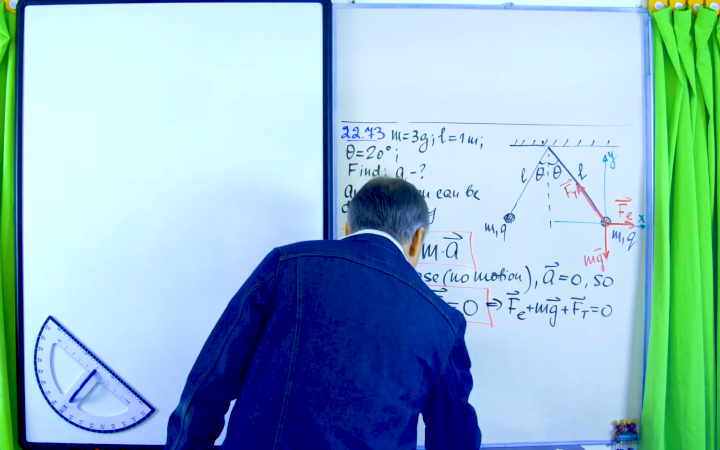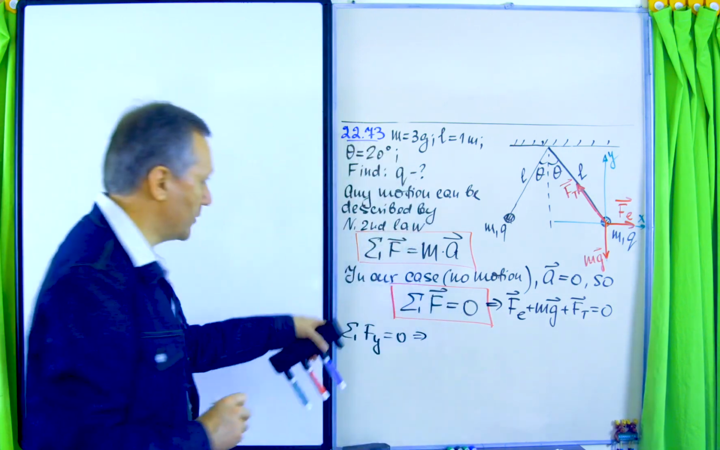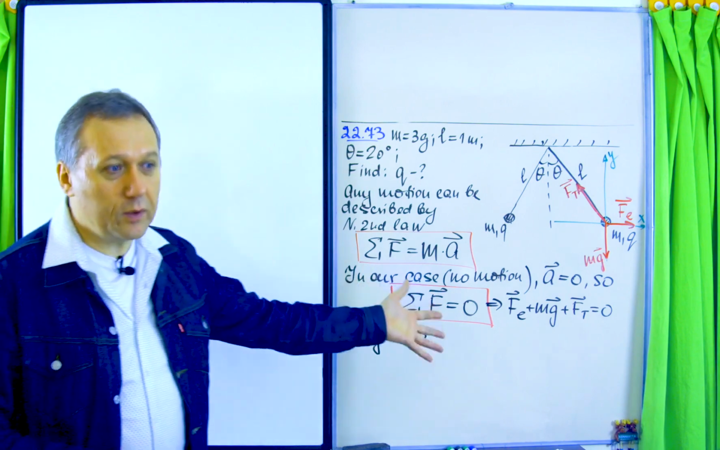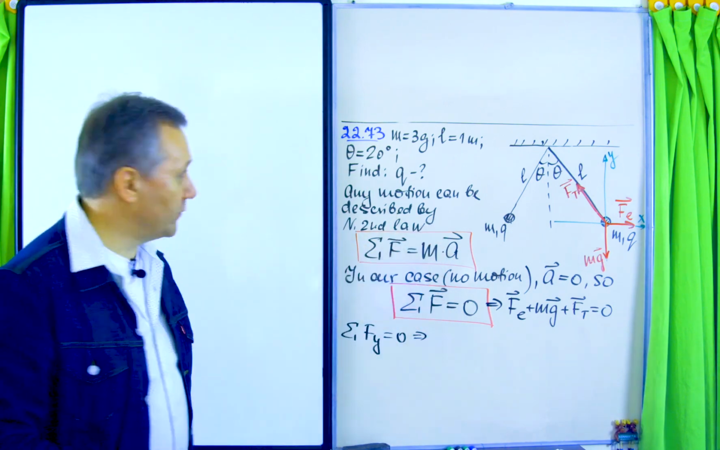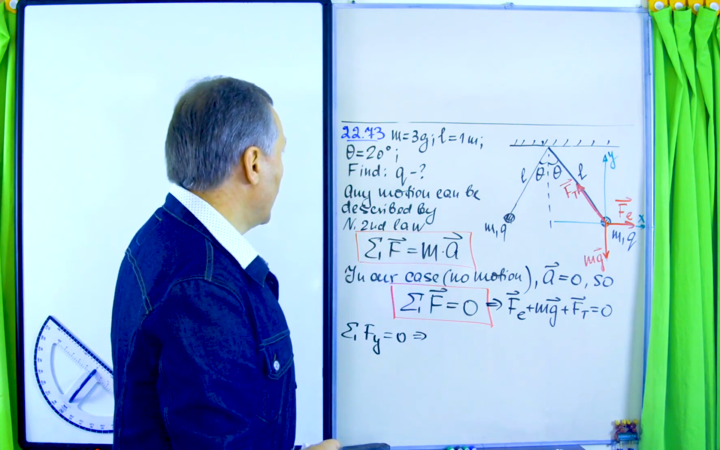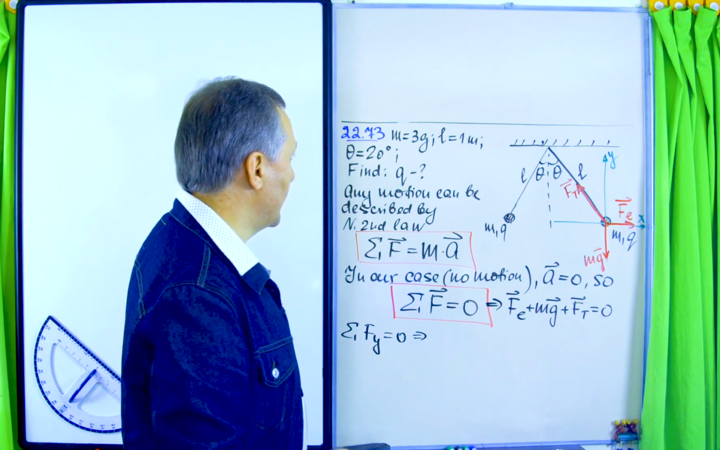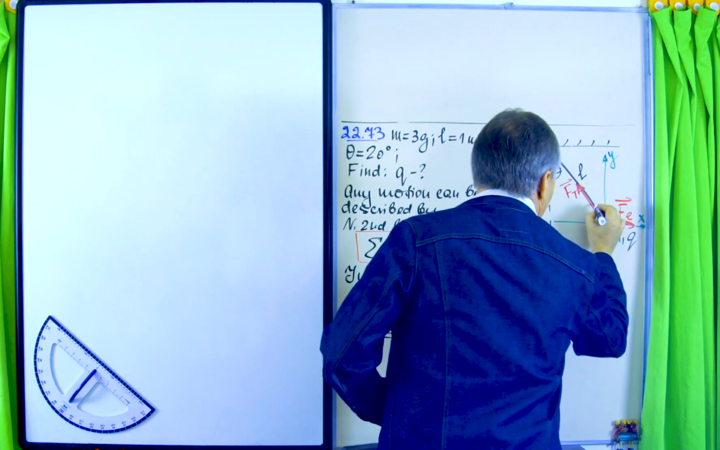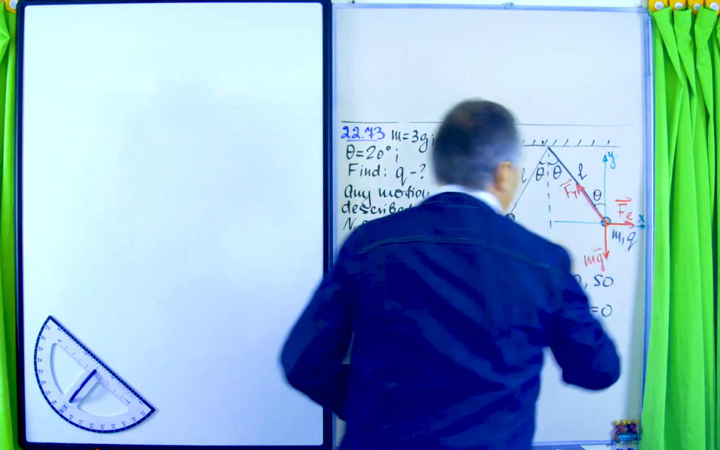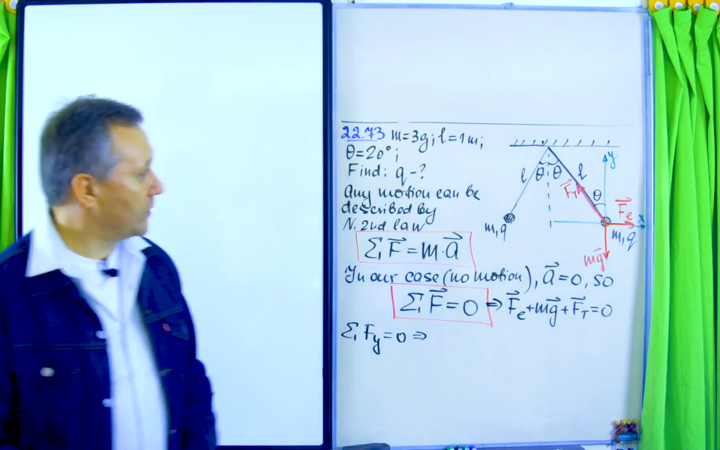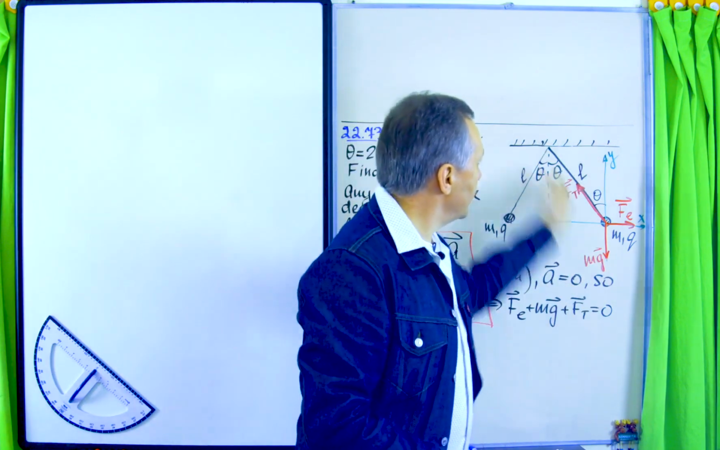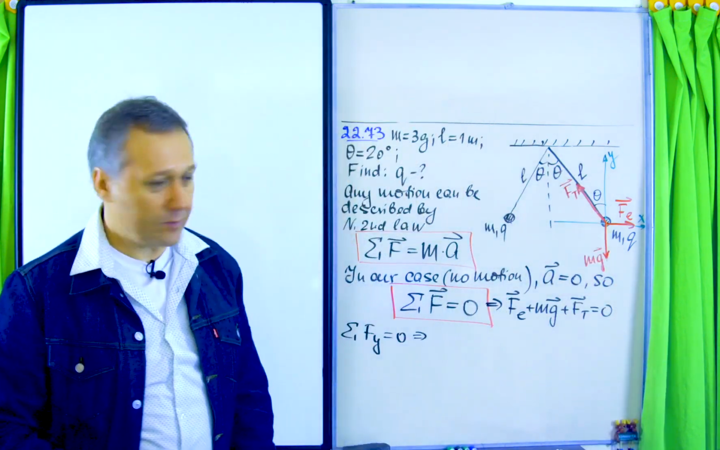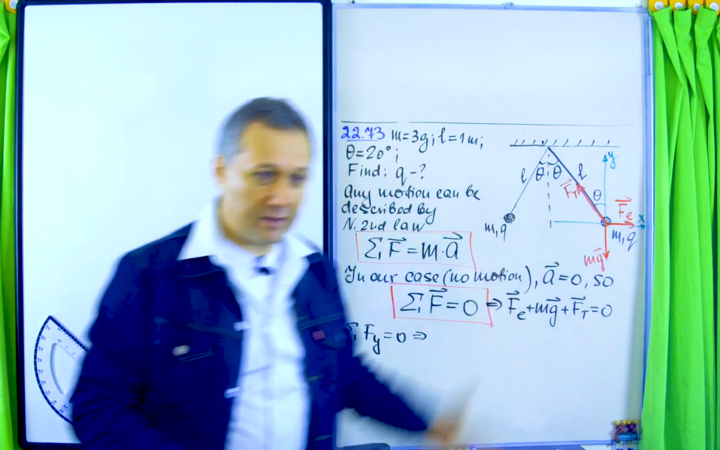Okay, now let me write down this equation explicitly. We need to get the y components of all these forces. Let me start probably with tension. Since this angle theta is the same as that angle as well, because we have two parallel lines and one line intersects them, so this angle and that angle are the same.